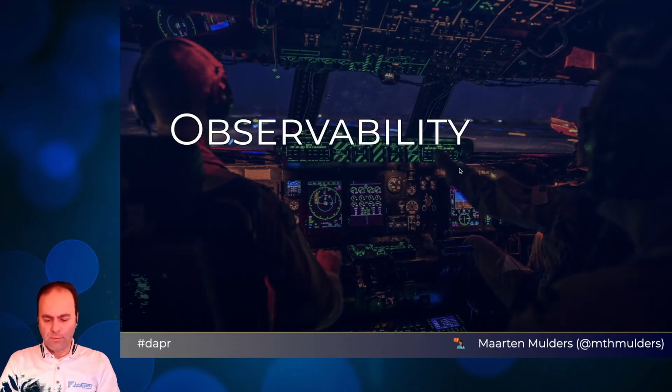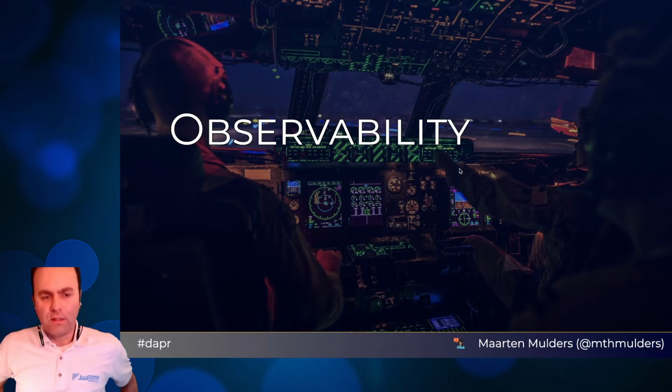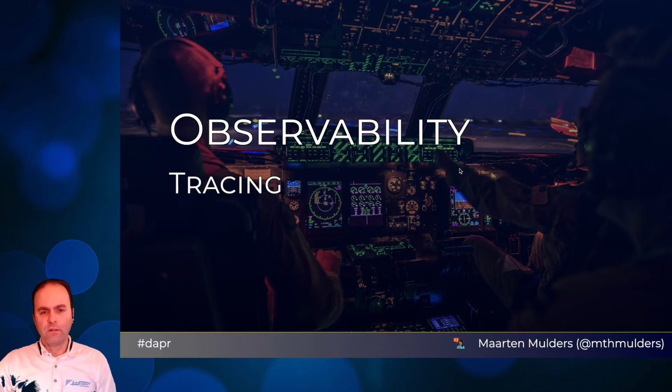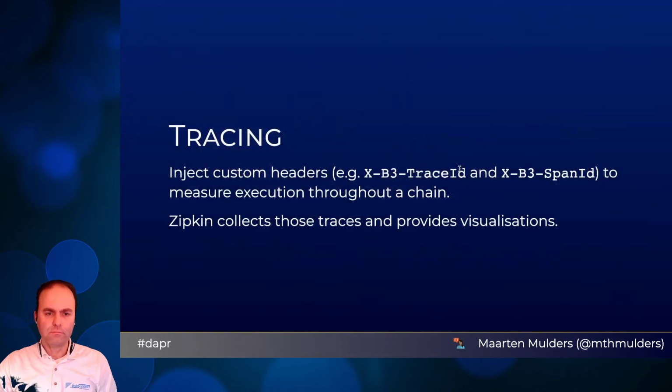Now, Dapr is really targeted at distributed architectures. And if you are building distributed architectures, one thing that is really going to save your day is observability. Observability comes in two flavors. The first one is tracing, and the second one is metrics. Let's see what they are and how Dapr can be of help.